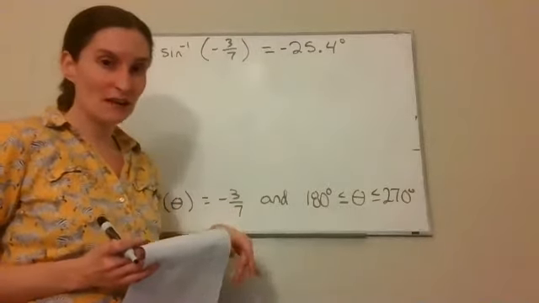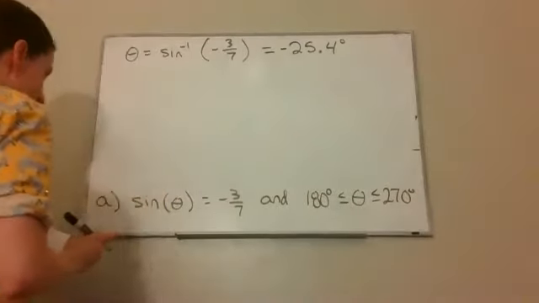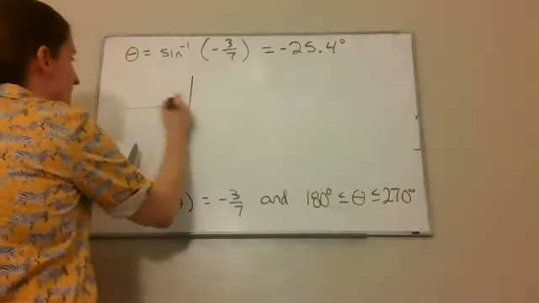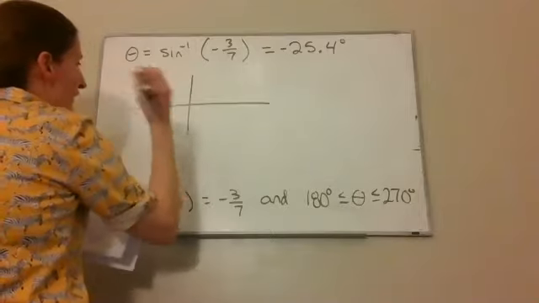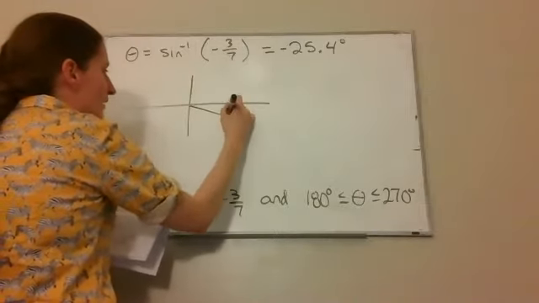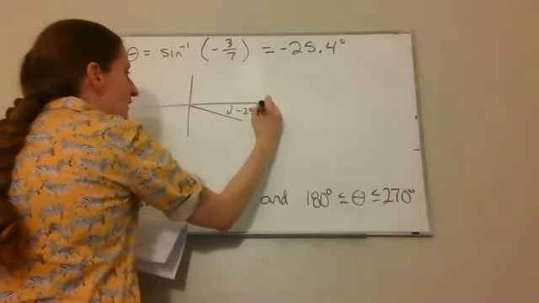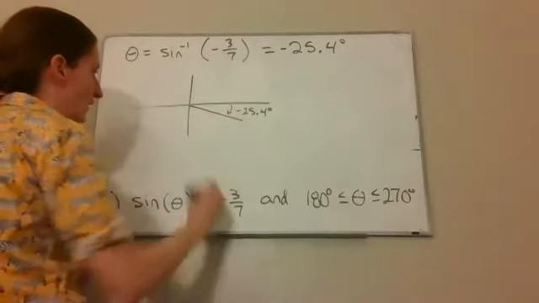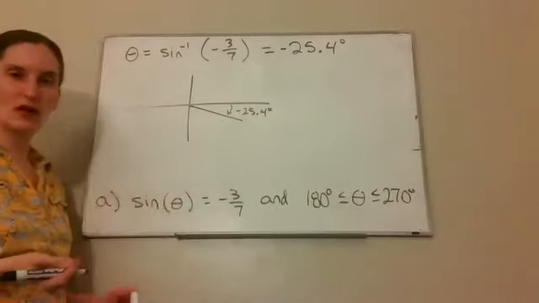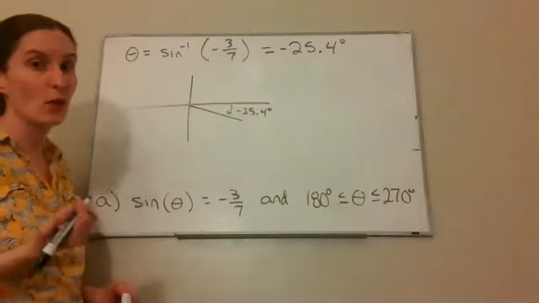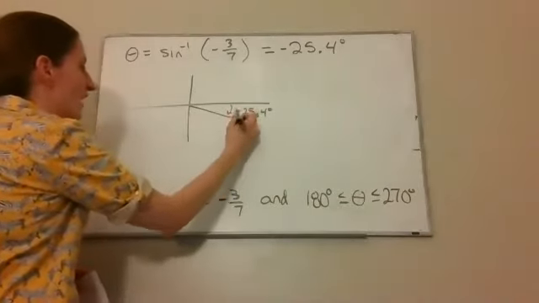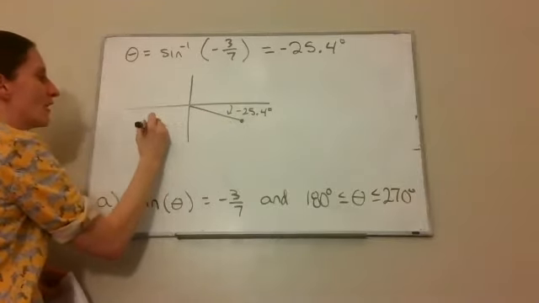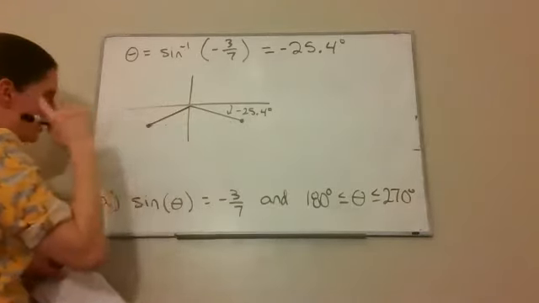So that's not the right answer, but we can figure out the correct answer by taking a look at what these angles look like. -25.4 degrees is somewhere over here. This is not perfectly to scale. We'll just say that's -25.4 degrees. Now sine, we know on our unit circle, sine corresponds to the y value of the points. And where do I have the exact same y value? Over here at this angle.